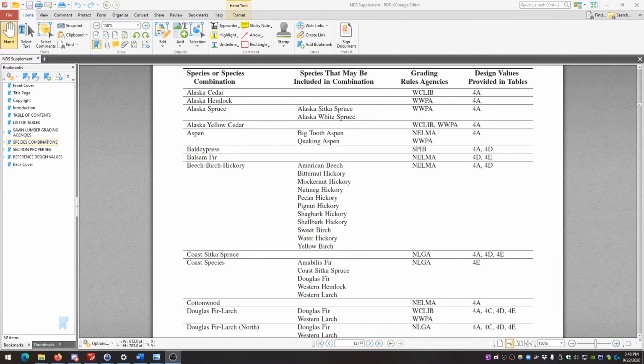So for example, the WCLIB, that is the West Coast Lumber Inspection Bureau. The WWPA is the Western Wood Products Association, and the NELMA is the Northeastern Lumber Manufacturers Association. So there are many different regional and some international ratings agencies as well, and they specialize in the types of wood species and wood products that are sold in their respective regions.